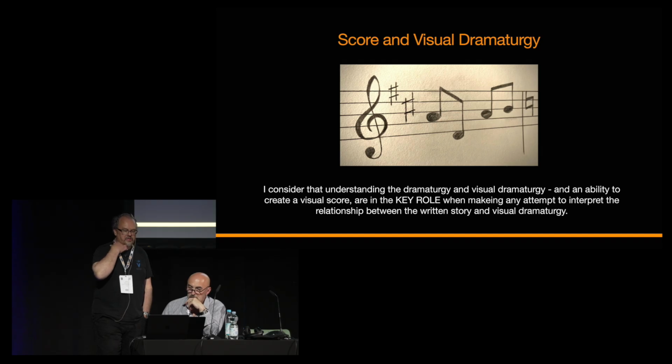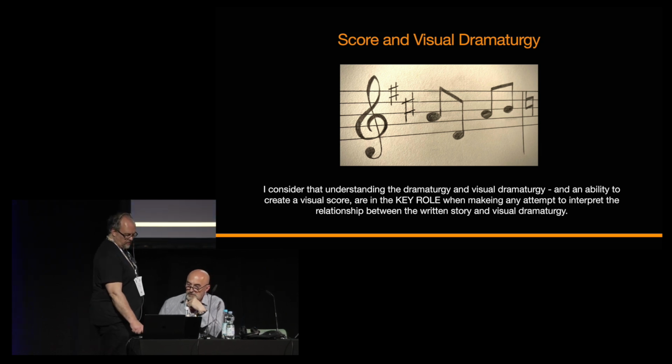And I have noticed that many professionals seem to share at least some basic thoughts or some parts of my thoughts. But still, it is extremely difficult or even impossible to find any collected presentation about this topic. So I kind of had to invent it by myself. And I consider that understanding the dramaturgy and visual dramaturgy and an ability to create a visual score are in the key role when I make an attempt to interpret the relationship between the written story and visual dramaturgy.